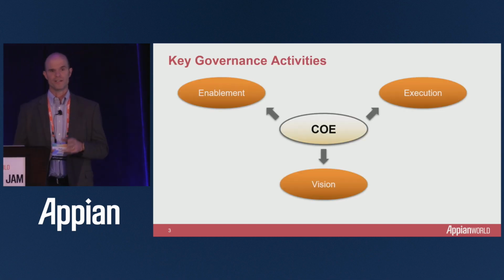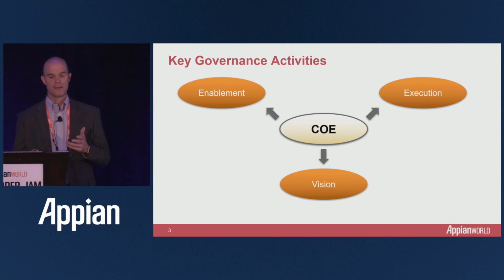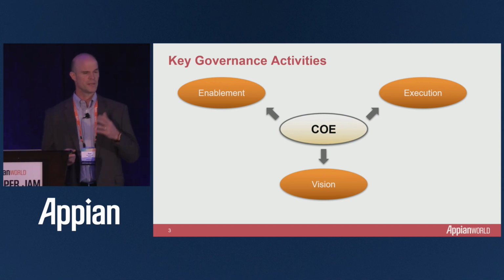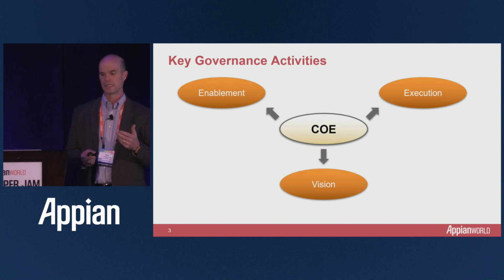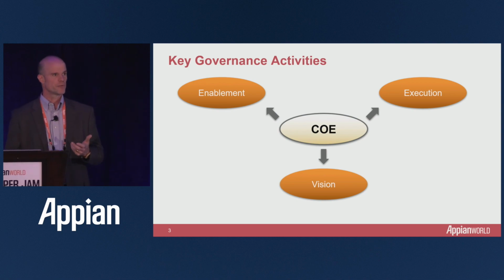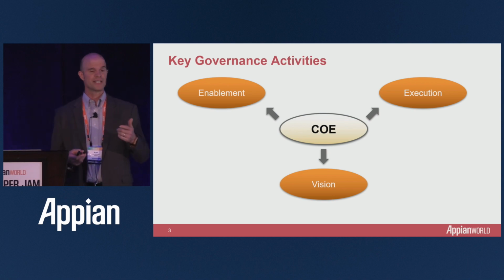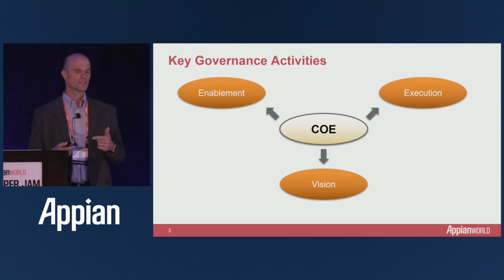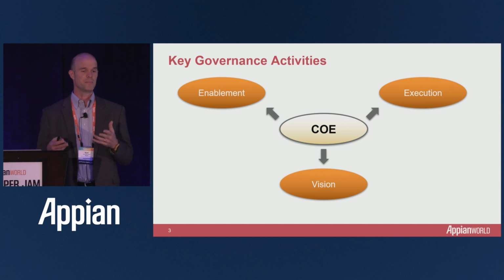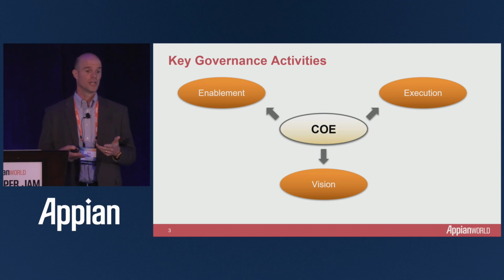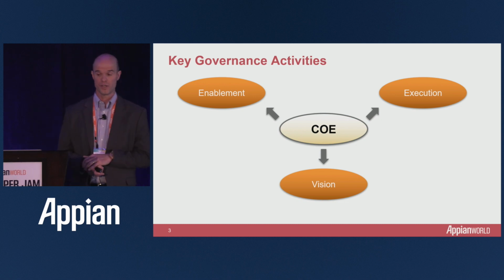Thinking about the governance activities of the COE, that can be broken up into three basic parts. There's enablement: finding the right staff for your COE, identifying who they are, what the skills are, what the pipeline is for bringing them in. But not just that, also how to give them the best practical skills and experience so that they can be hands-on doers within your COE and within your Appian practice.